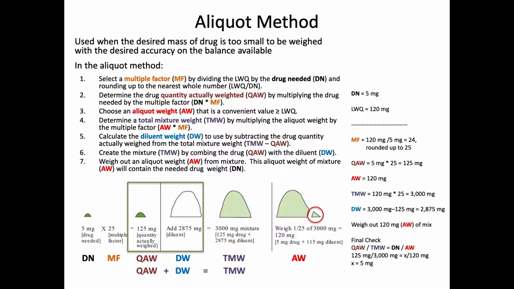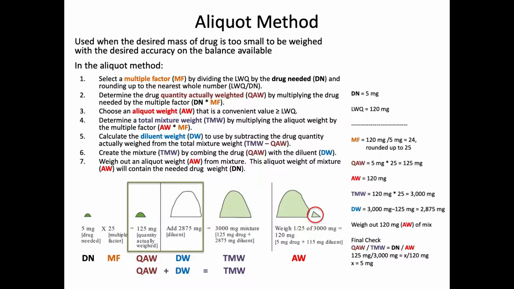this is what's important, the quantity to actually weigh, because that's the actual amount of drug you're weighing, remember, is 125 milligrams. So take the total mixture of 3,000 milligrams minus, and I just emphasize this is where it gets confusing, the thing to subtract is the QAW, the quantity of drug you're actually weighing, which is 125. So it should make sense that the difference between those two, which in this example is 2,875 milligrams, is the weight of diluent. You're done.